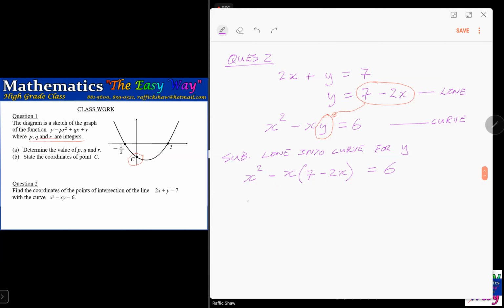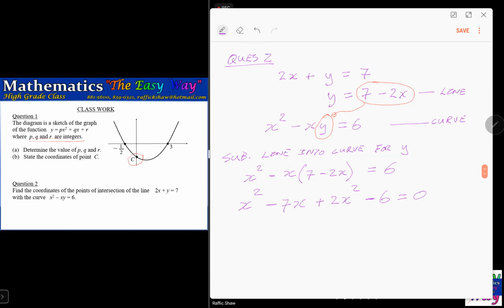So this becomes x squared. The negative x times 7 is negative 7x. And the negative x times the negative 2x becomes positive 2x squared, so we get a plus 2x squared. All right, and then we can carry over the 6. Remember, we want it to be equal to 0. So we carry over the 6, we get negative 6, and so we have equal 0. And then put the like terms together.